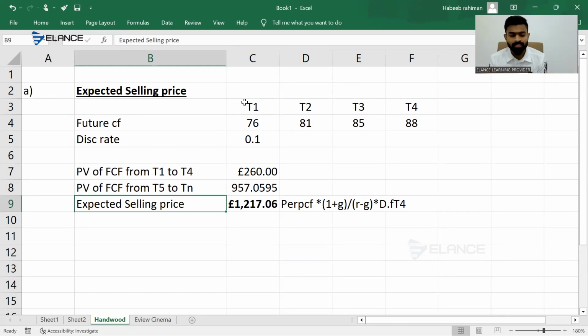Expected selling price of which division? I forgot to write that. Expected selling price of shoe division.